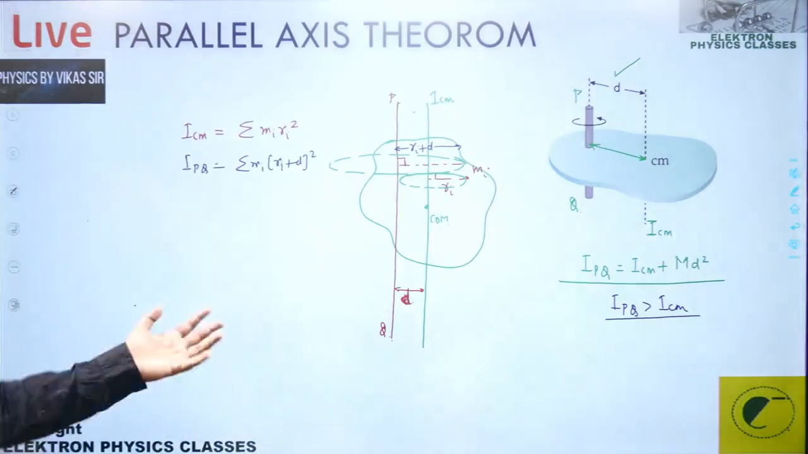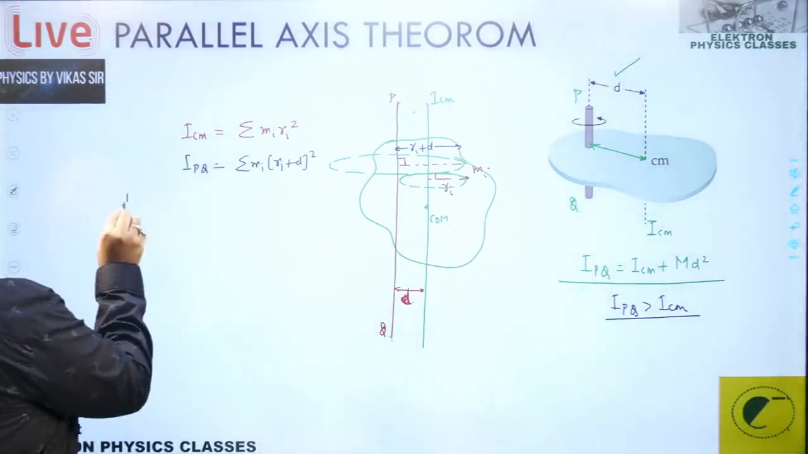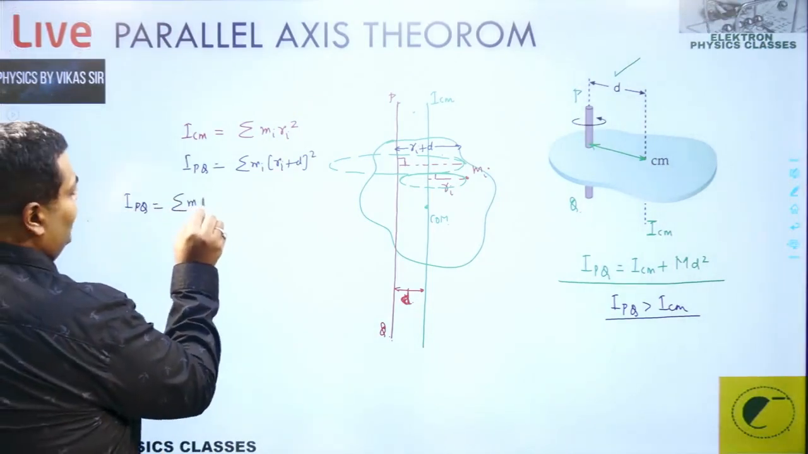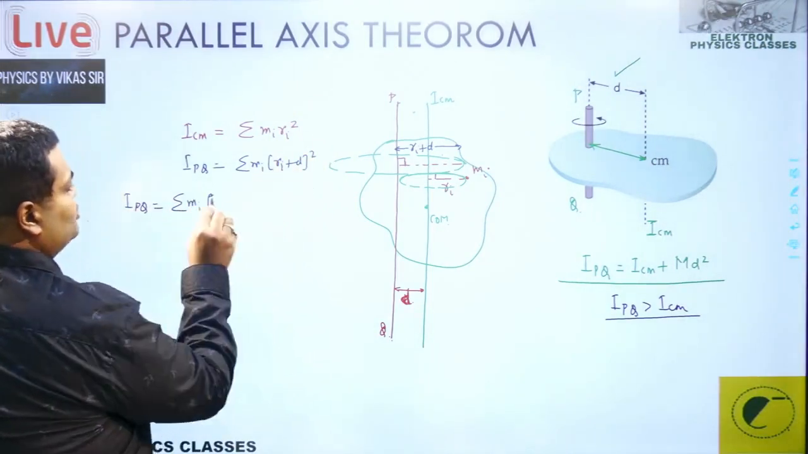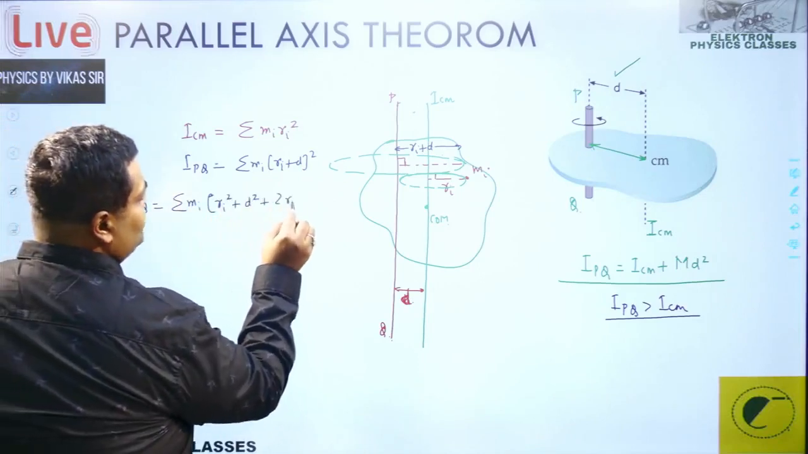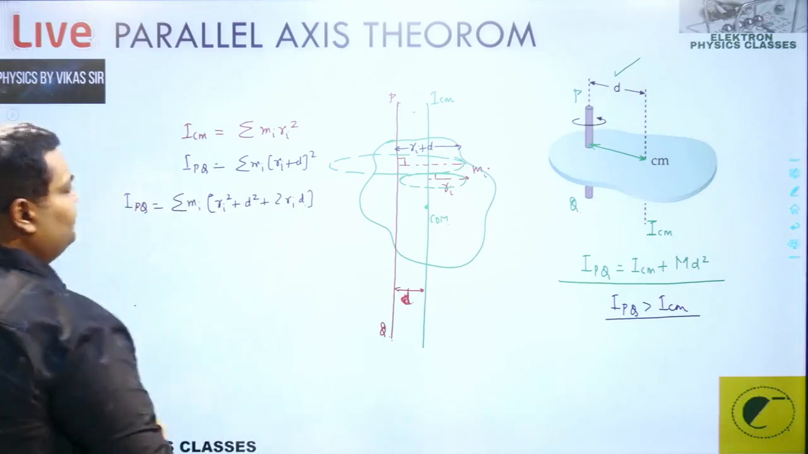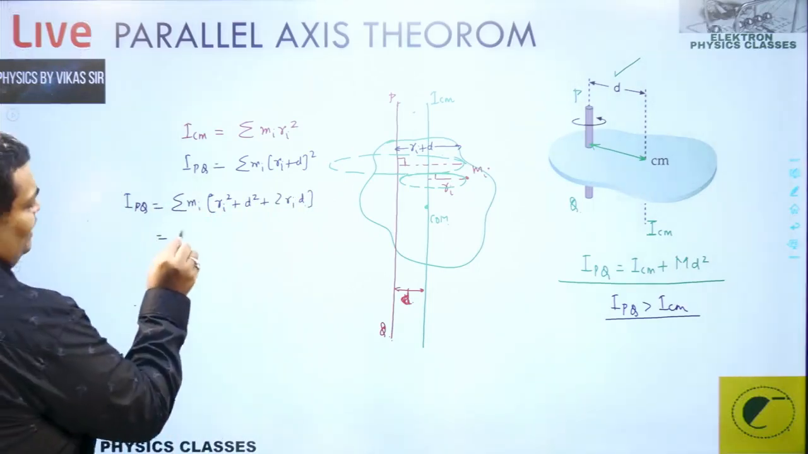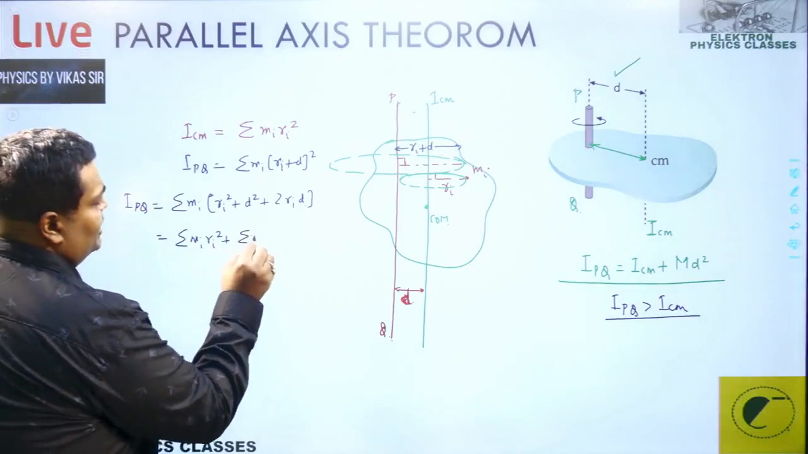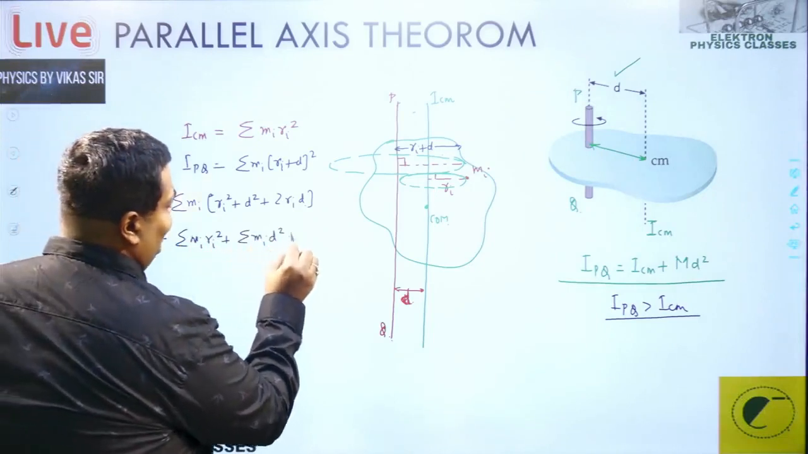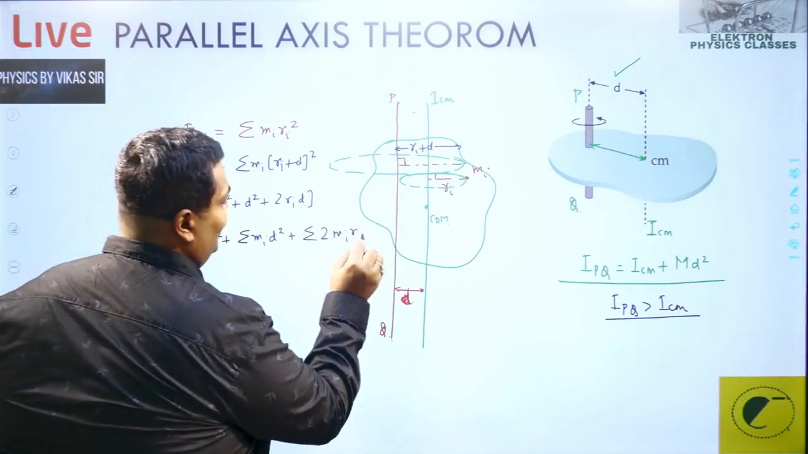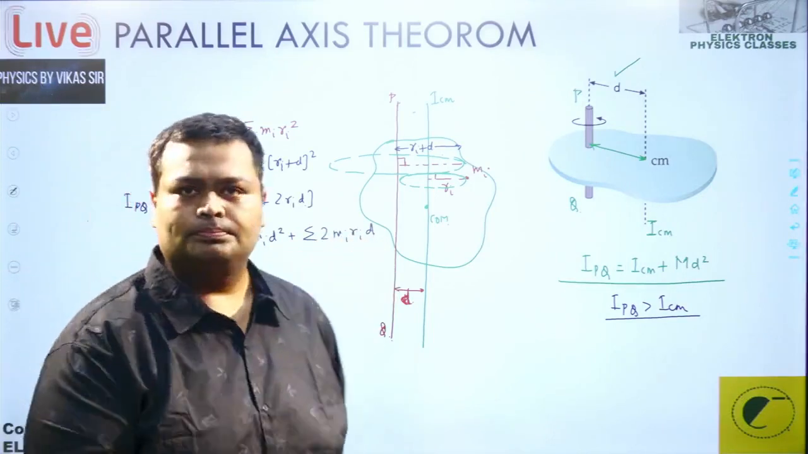That's it. Now solve it. So this I_PQ should be equal to summation of Mi into (a plus b) whole square, so Ri square plus d square plus twice of Ri into d. Correct? Open up this. That becomes summation Mi Ri square, first term, summation Mi d square, second term, then summation twice of Mi Ri into d as the next term.